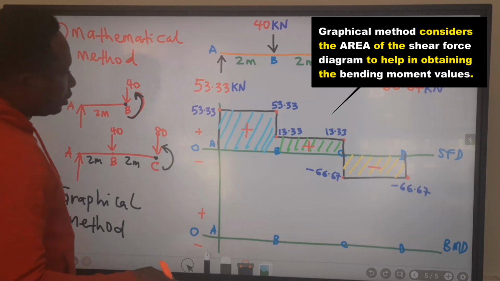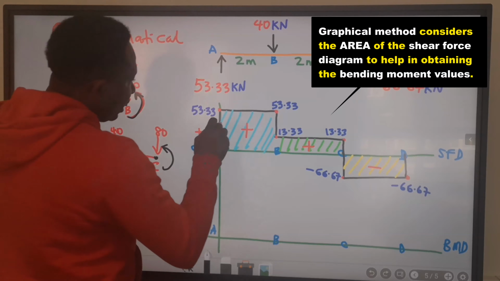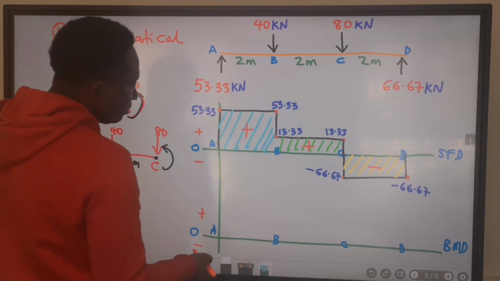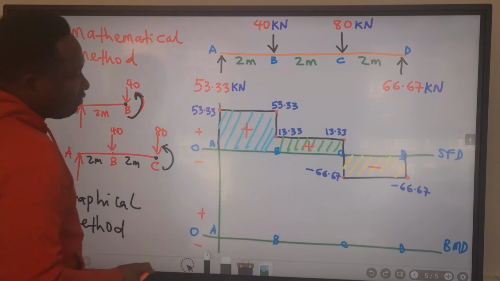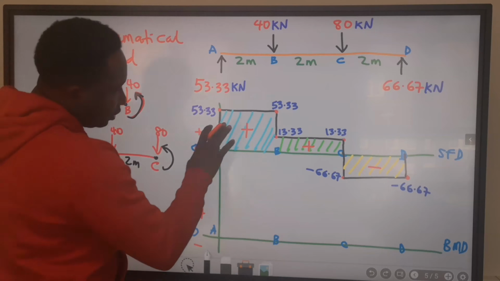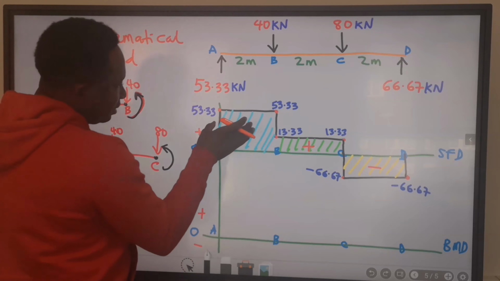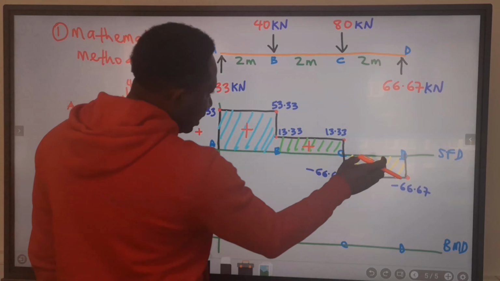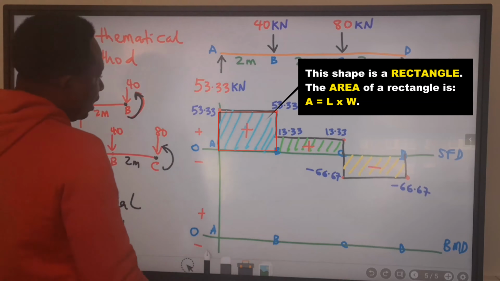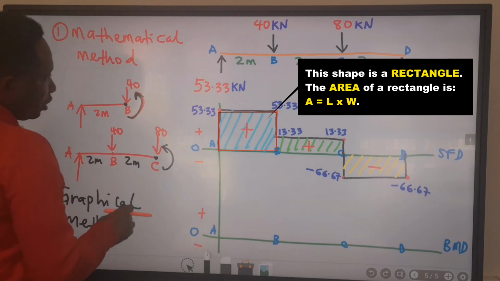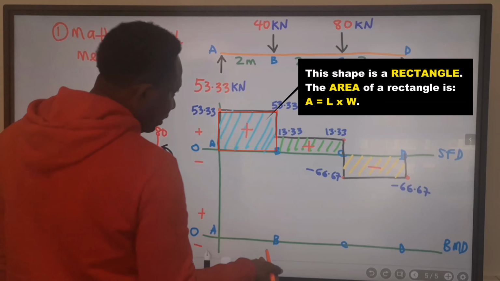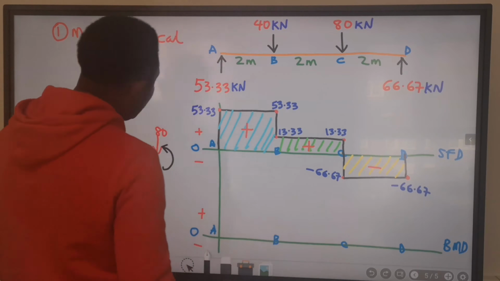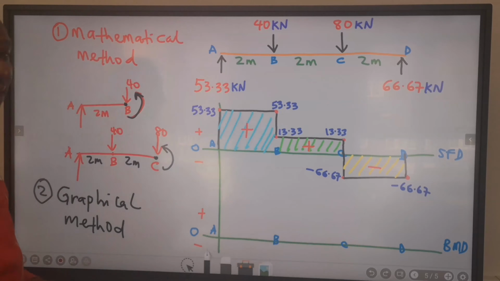In the graphical method, I'm going to say that the area under the shear force diagram is the value of the bending moment. So I'm going to use this by finding the area of this, the area of this, and the area of this. If you use the mathematical method, you will still get the value we're looking for here. Likewise, if you use the graphical method, you are going to still find the value. Both will give you the same answer.